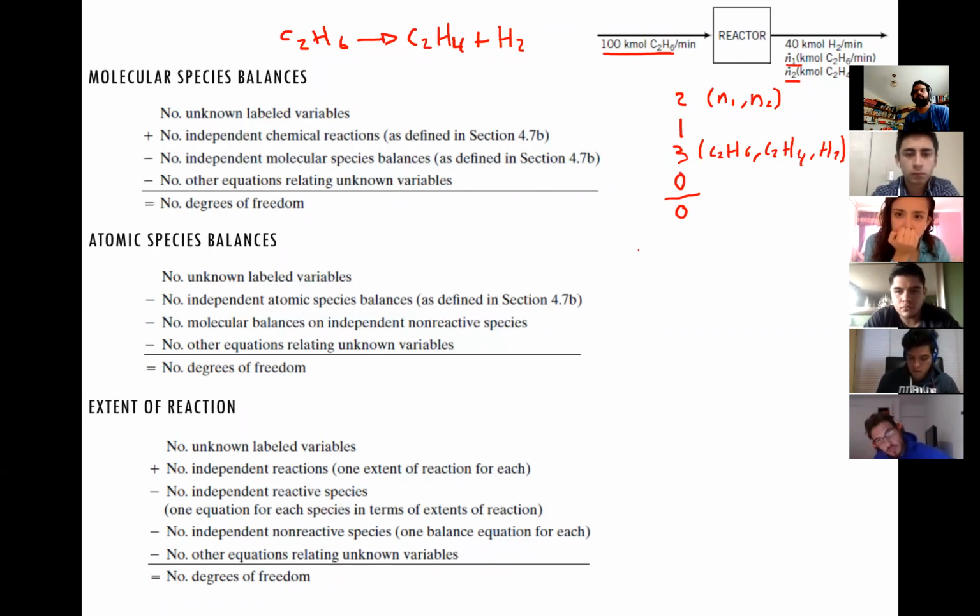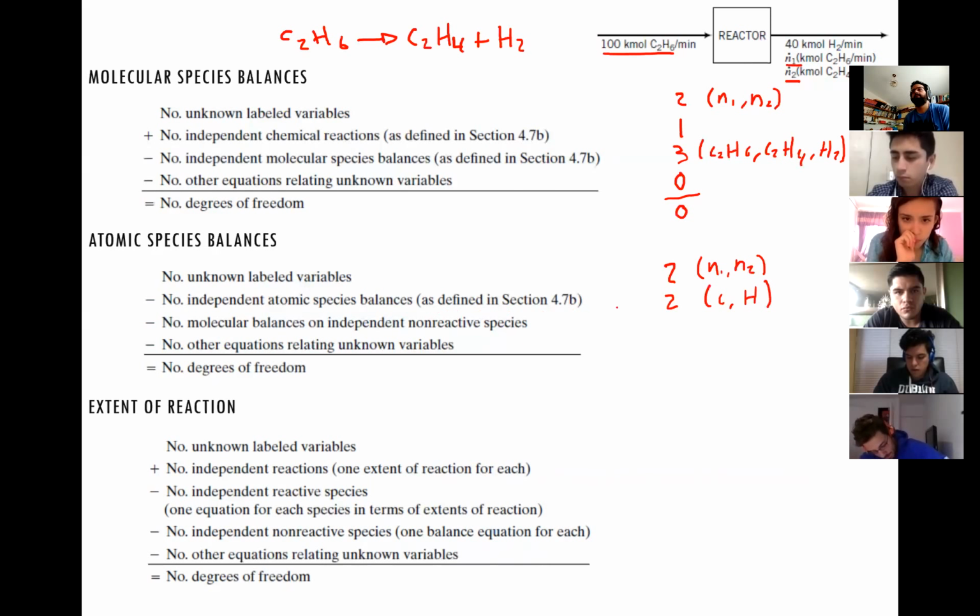That tells us that using the molecular species balances, we can solve this particular problem without anything else, right? We have enough information to solve that problem. So now with the atomic species balances, okay? So we have number of known variables, again, 2, that is N1 and N2. Then we have number of independent atomic species balances. So the atoms that make this compound. So we have carbon and hydrogen. Okay, so we only have 2, carbon and hydrogen, right?